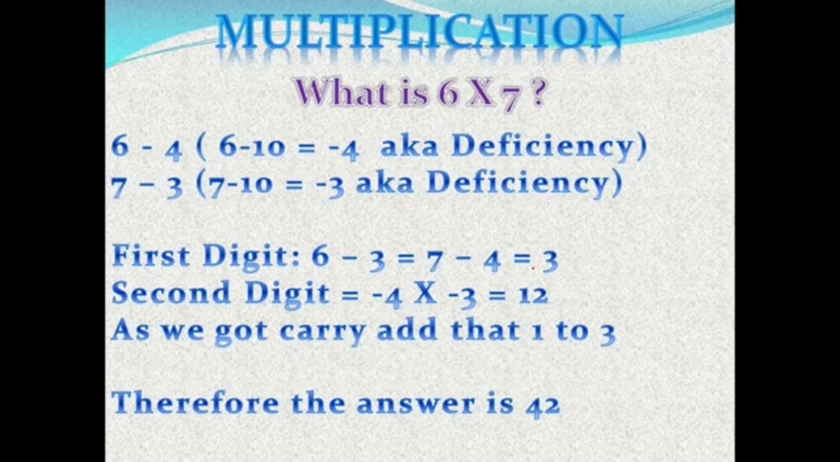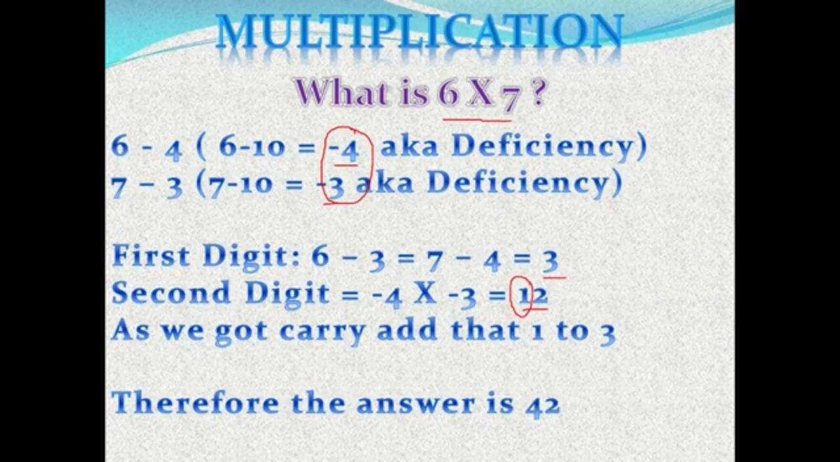Let me take another example. Here I would like to multiply 6 into 7, with the same technique. How much less than 10 is 6? It's 4, and 7 is 3 less than 10. As usual, 6 minus 3 is 3 and 7 minus 4 is 3. So the first digit is 3 and the second digit is the product of these two. What is minus 4 into minus 3? It's 12.